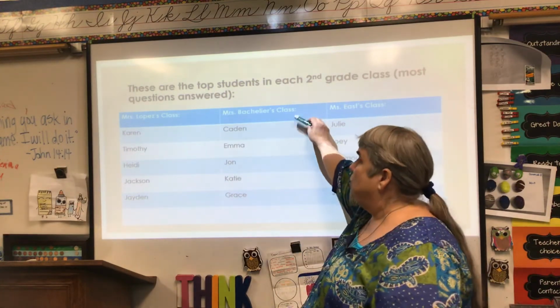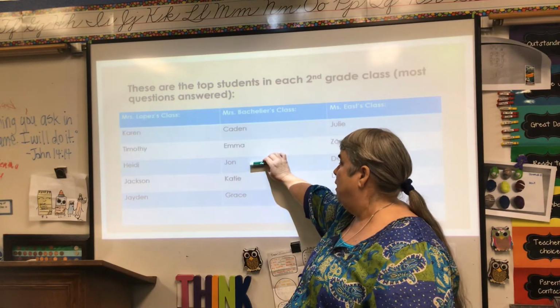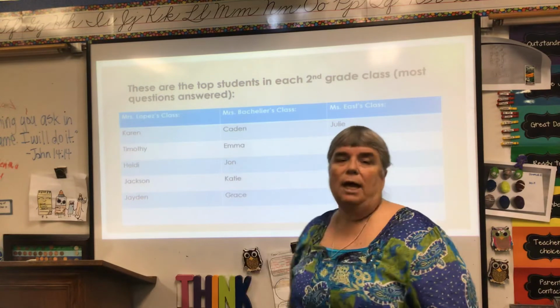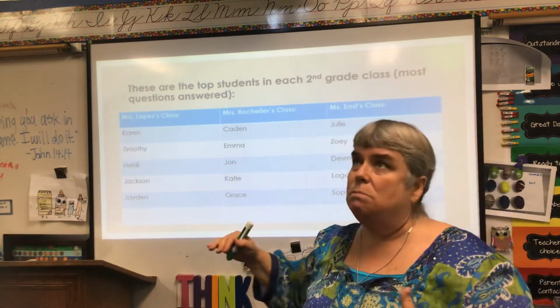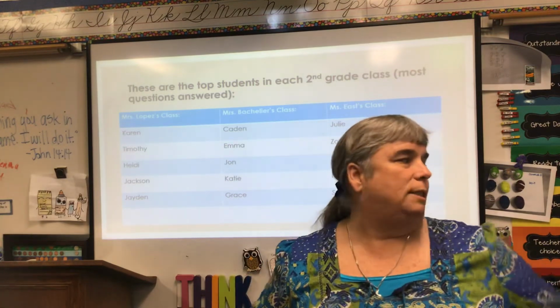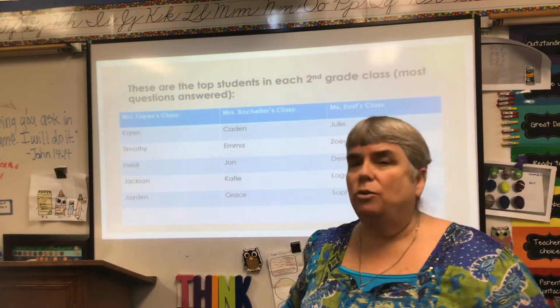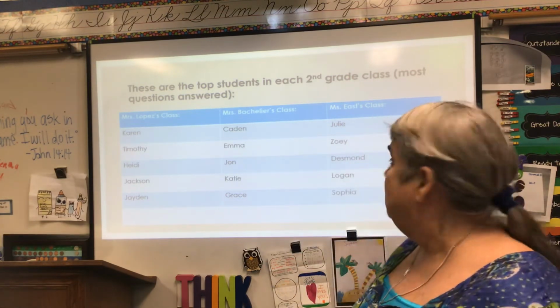And then in Mrs. Batchelier's class, we have Kaden, Emma, John, Katie, and Grace. Now, just to let you know, most of these people answered about 3,000. I think there were a couple. I know John did over 4,000. It was 4,400, right? Rounded. And so that was excellent.